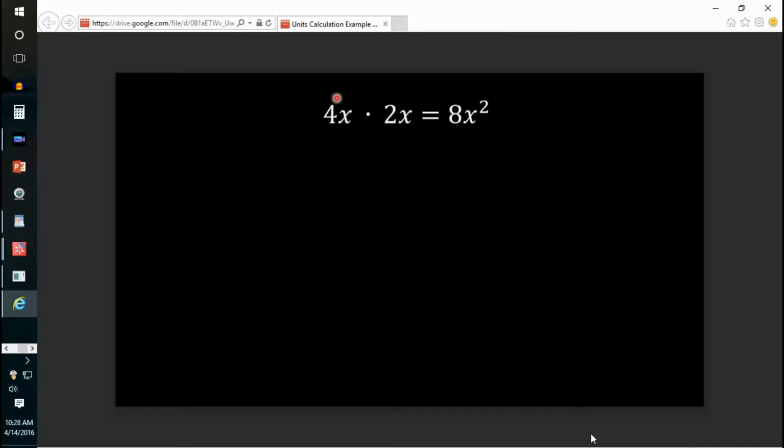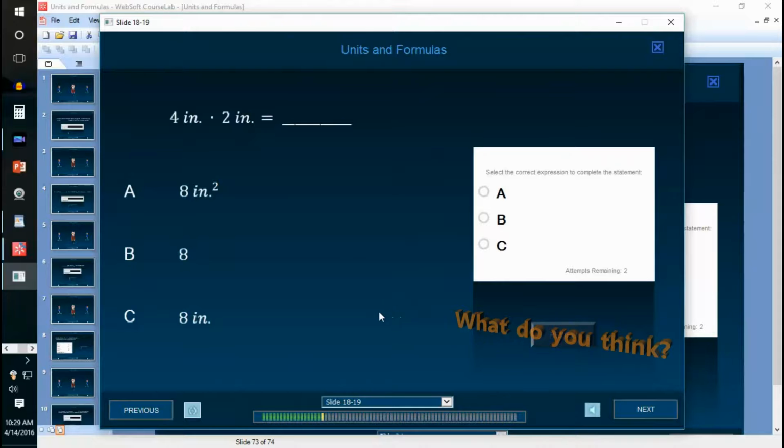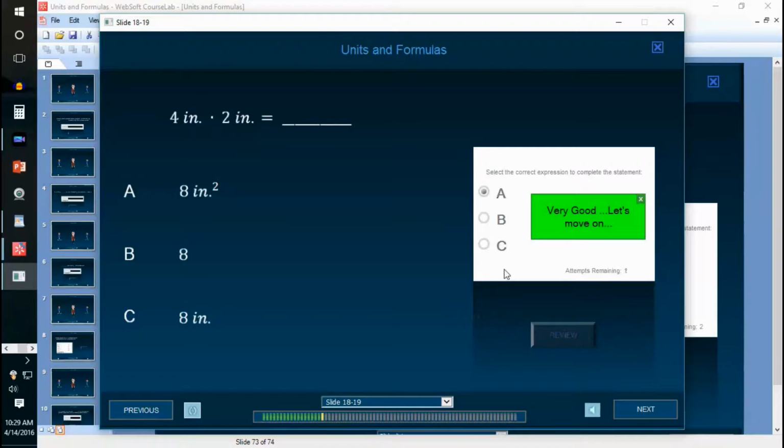Just as we say that 4x times 2x equals 8x squared. Remember, x times x is x squared, or x to the second power. We can say that 4 inches times 2 inches equals 8 inches to the second power. Remember, inches times inches becomes inches to the second power, or square inches. 4 inches times 2 inches equals which of the following? Good. 4 inches times 2 inches equals 8 inches squared.